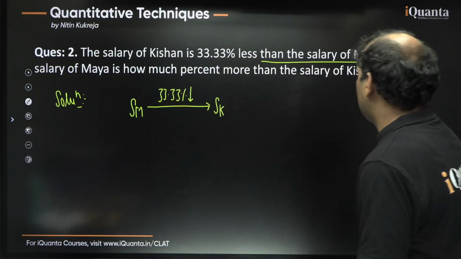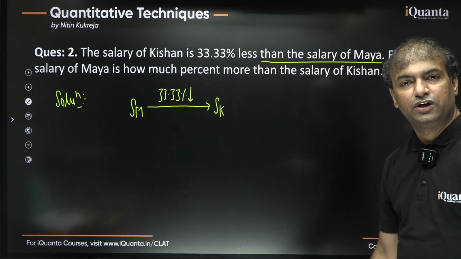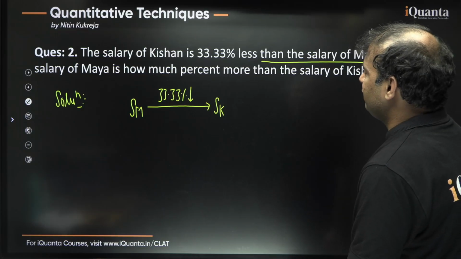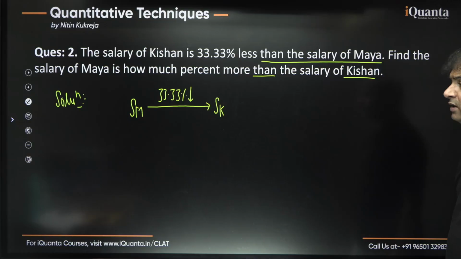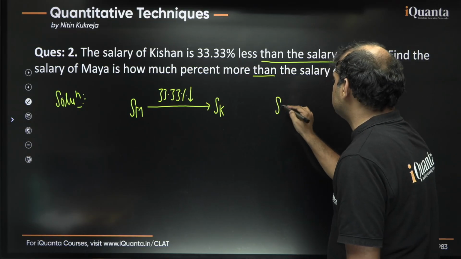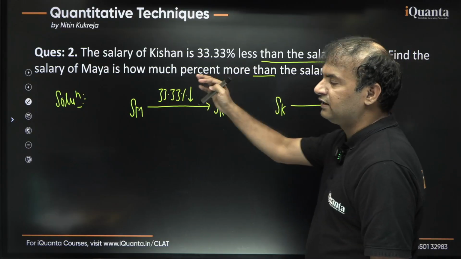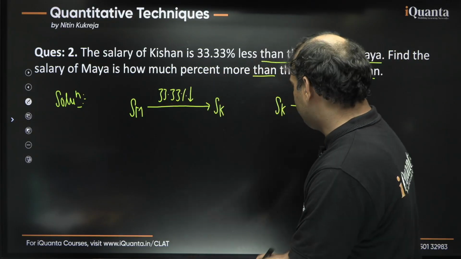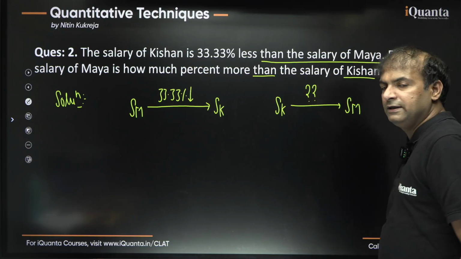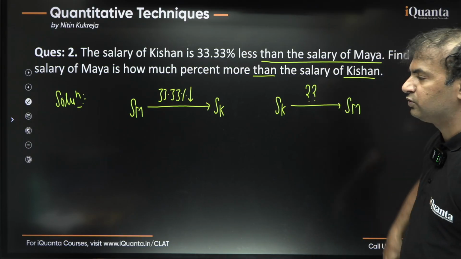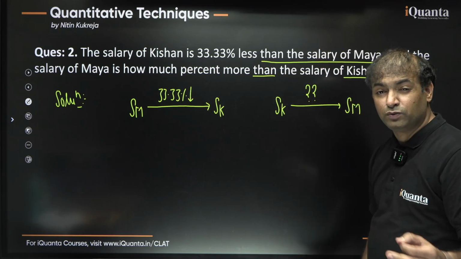Now, the question is to find how much percent more the salary of Maya is than the salary of Kishan, right? So this time, guys, the salary of Maya is "more than". So "then" is written before the salary of Kishan this time. That means the salary of Kishan has to be the initial value, right? And the salary of Maya this time has to be the final value. Simple. So this time we have to find how much percentage more the salary of Maya is than the salary of Kishan, which means we have to find the percentage change. So guys, one percentage change is given and the second percentage change needs to be calculated.